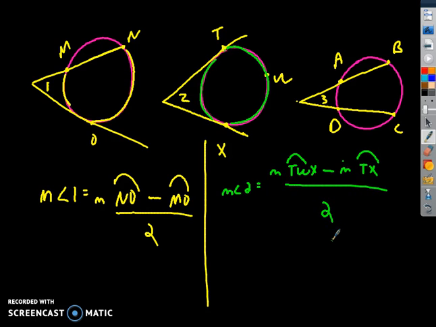And same case to this last one, I know the measure of angle 3 is equal to arc BC, subtract arc AD, divided by 2. I should have a little M for measure in front. So measure those arcs divided by 2. If I knew those parts, I could simply find the angle by taking the bigger arc, subtract the smaller arc, divided by 2. And that gives me the angle exterior to the circle.